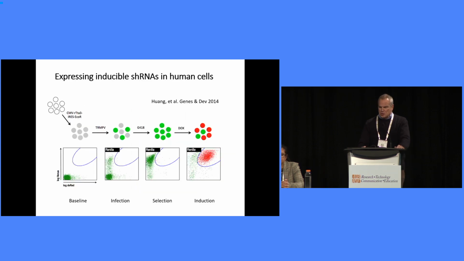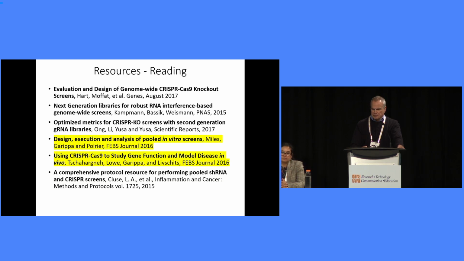And this is what the expression looks like. On the baseline, you see that's your cells. You infect them, so now you see a second population showing up. In this case, we did a selection under neomycin, and there's an enrichment in the upper left. And then finally, we added dox for the inducibility, and you see your population now carrying all the hairpins that you want. You bring that forward in your screen.